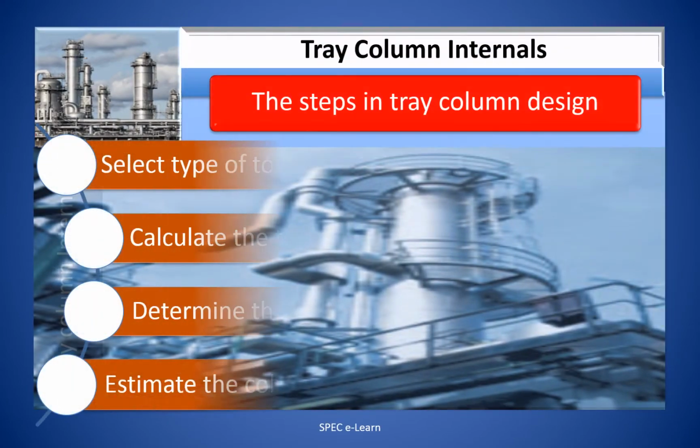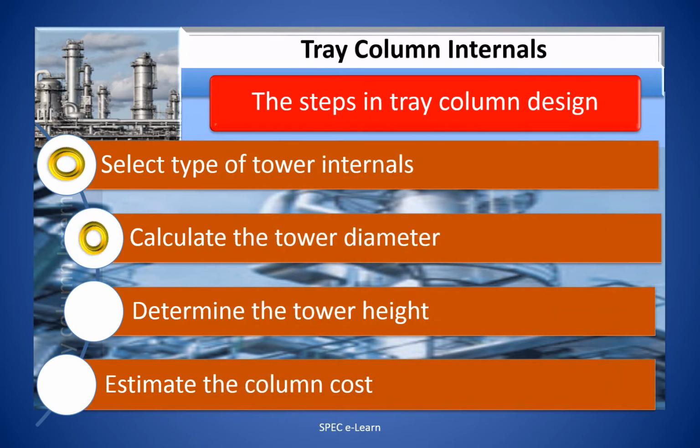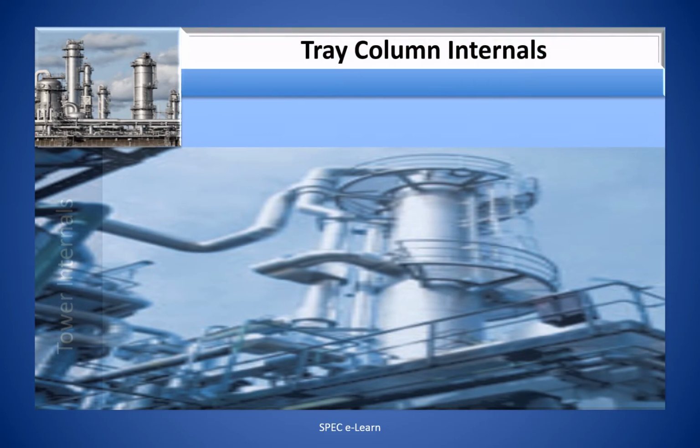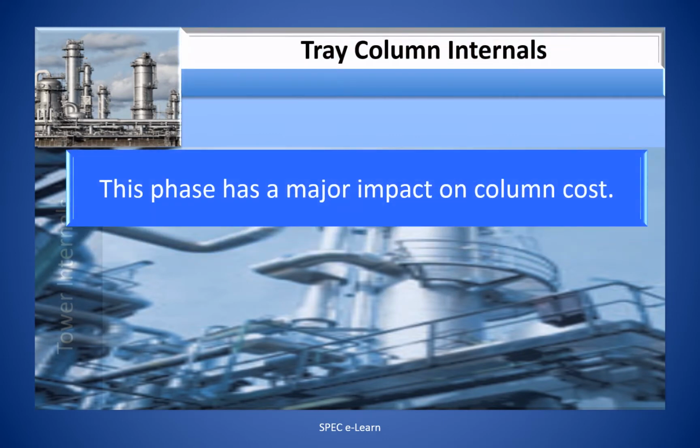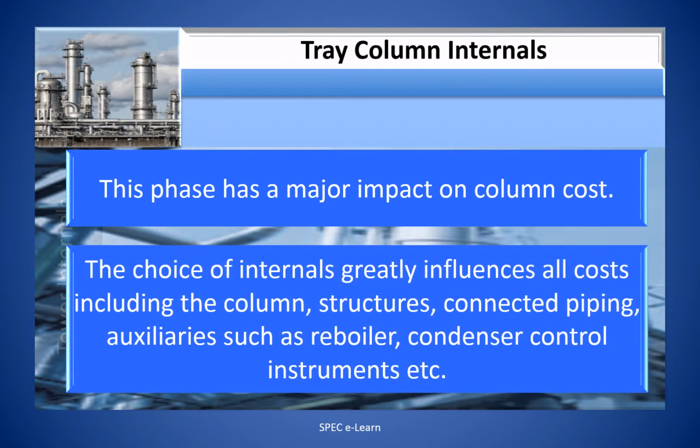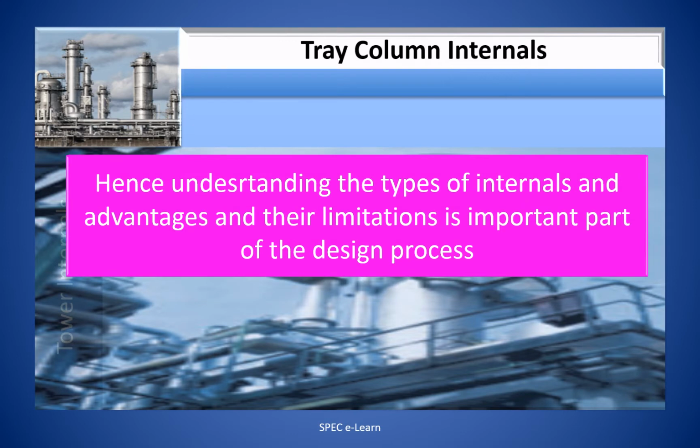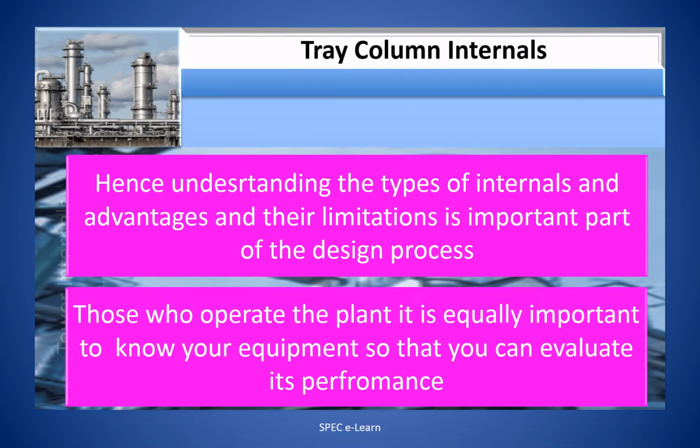The steps in tray column design are: select the type of tower internals, calculate the tower diameter, determine the tower height, estimate the column cost. This phase has a major impact on the column cost. The choice of internals greatly influences all costs, including the column, the structures, connected piping, auxiliaries such as reboiler, condenser, and control instrumentation. Hence, understanding the type of internals and advantages and their limitations is part of the design process. For those who operate the plant, it is equally important to know your equipment so that you can evaluate its performance.